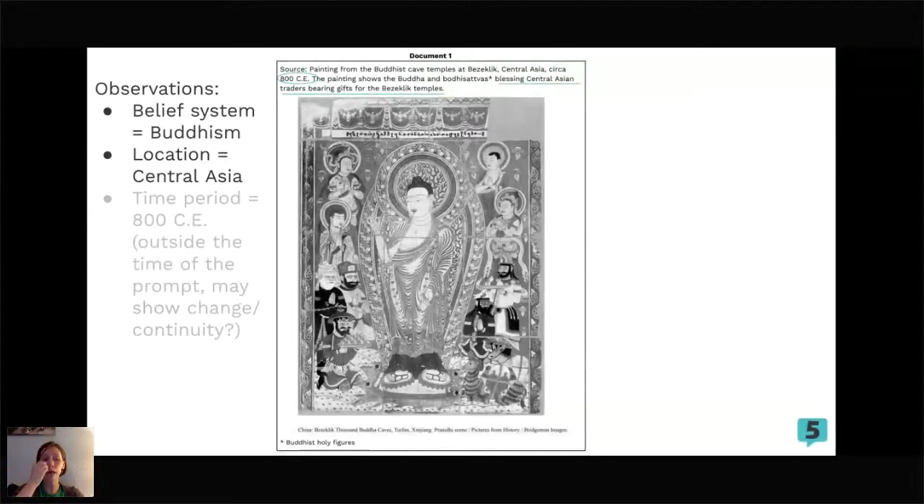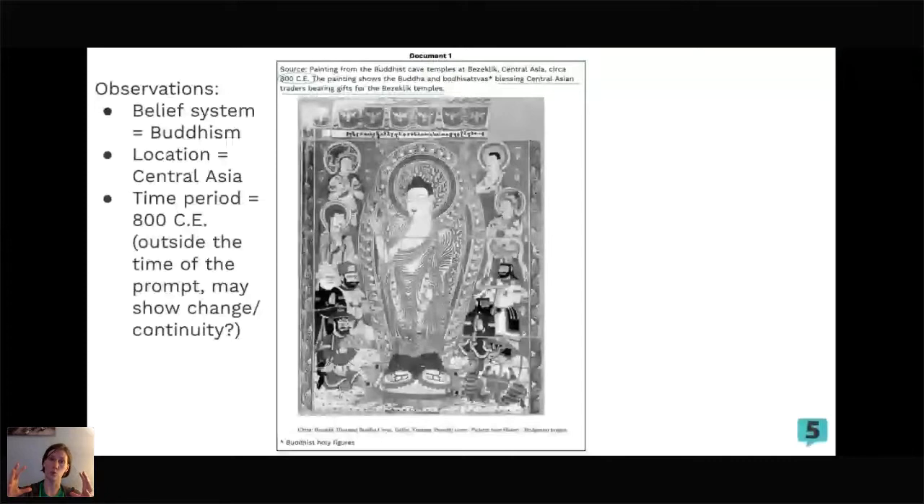The time period, I got to admit, when I was compiling this DBQ, I fudged a little to include this document on the time period. Because, of course, the question is asking you 1200 to 1600, because the College Board is asking us to focus our attention on world history from 1200 to 1600. But this was such a beautiful document that even though it comes from around 800, I think it's well representative of processes that were continuing to happen in the 1200s.